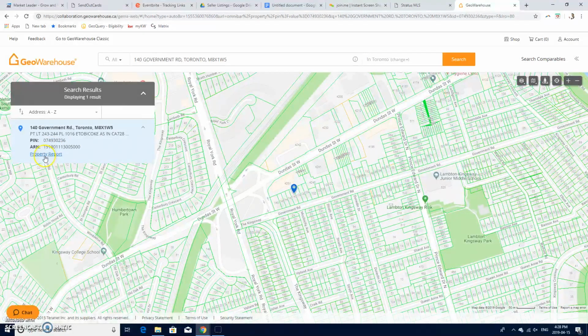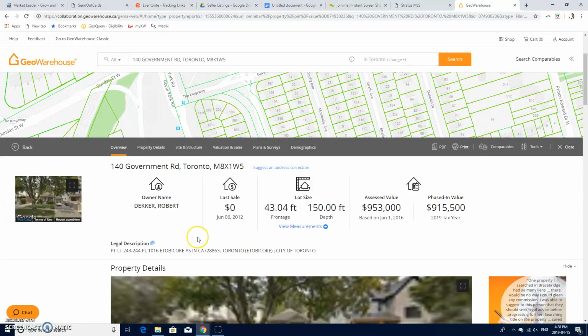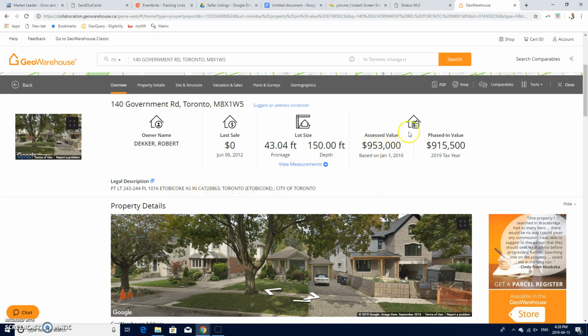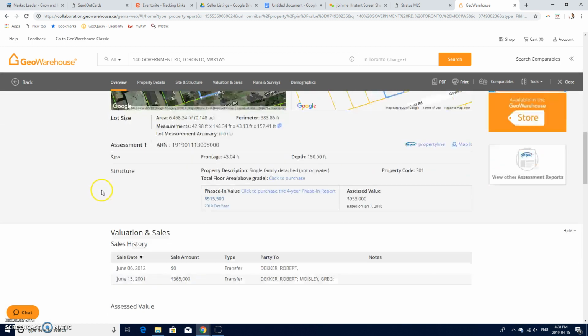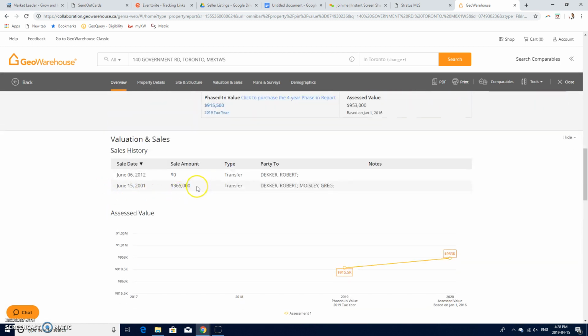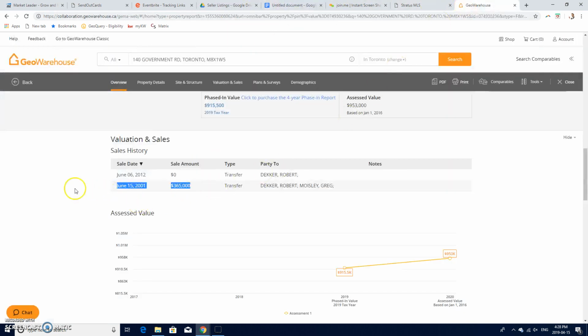Now we are interested to know what it was purchased for. There's the assessed value. Usually market value is higher. So this was purchased for $365,000 in June 2015. So we're going to put that here. Now that means Q2 in 2015. That'll become important later. So we'll get back to that.